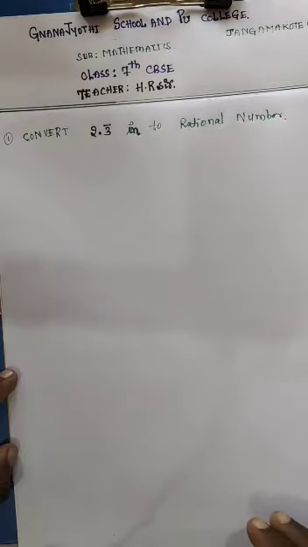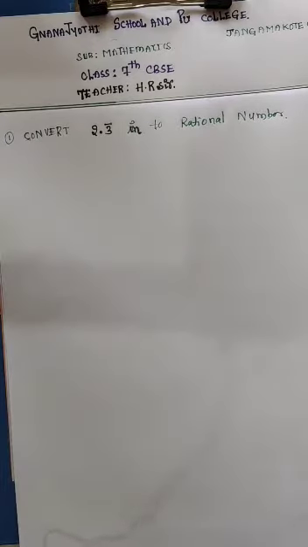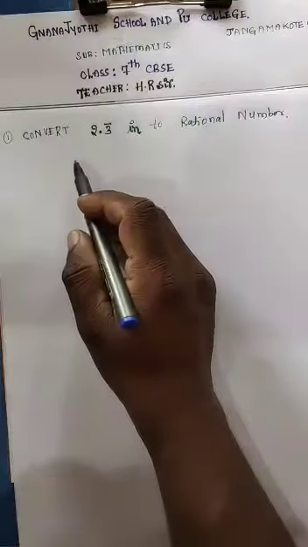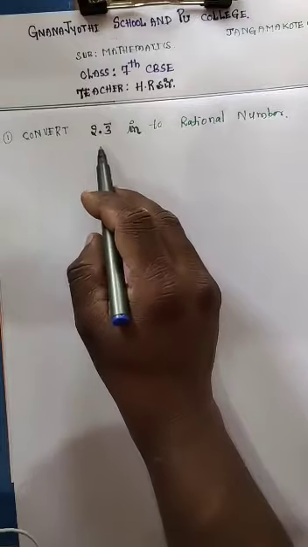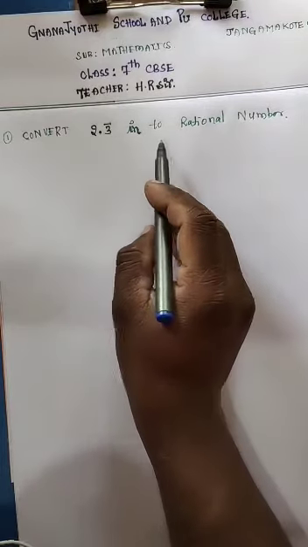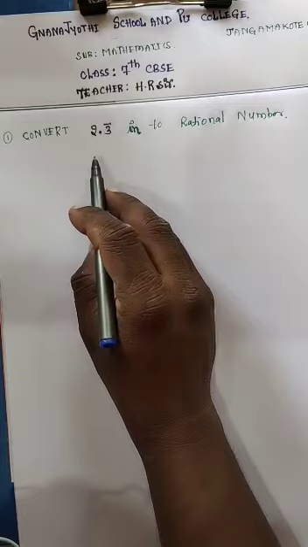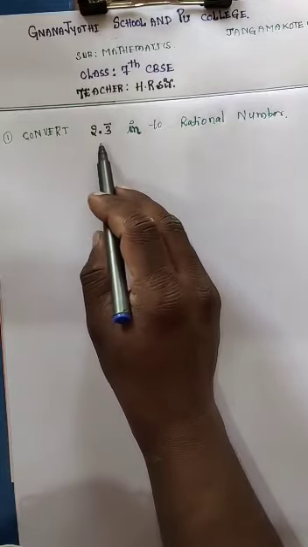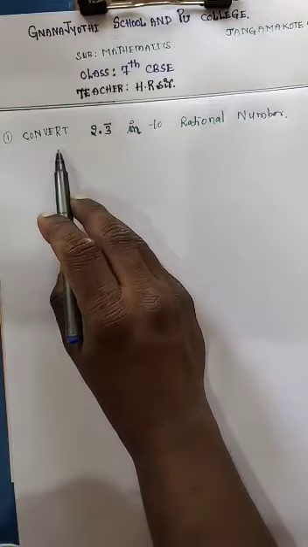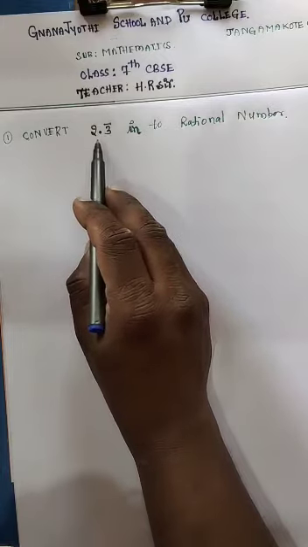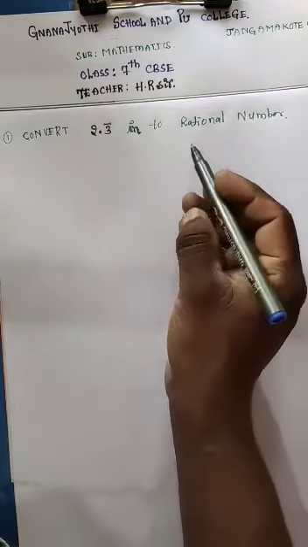In the previous class we were discussing rational numbers, and also how to convert a given decimal into a rational number. So, here we have one more sum. Convert 2.3 bar into a rational number. The given decimal is 2.3 bar, and we need to convert it into a rational number.